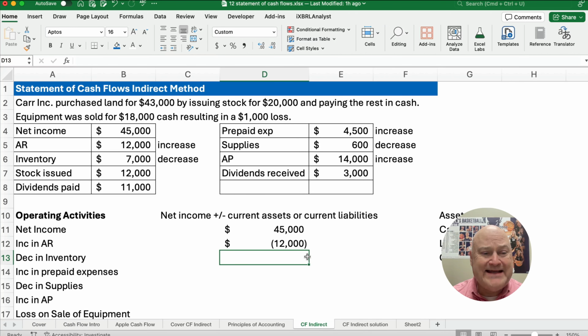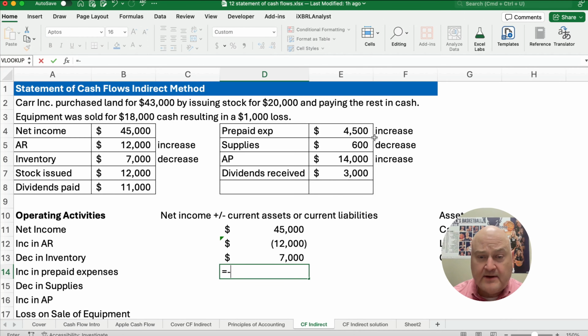All right, what about a decrease? We have a decrease in inventory. So we know that a decrease in asset means cash goes up. So it's going to be the opposite sign, so just $7,000. Increase in prepaid expenses, $4,500 increase. That means cash goes down by a negative $4,500. We paid cash to make those prepaid expenses.